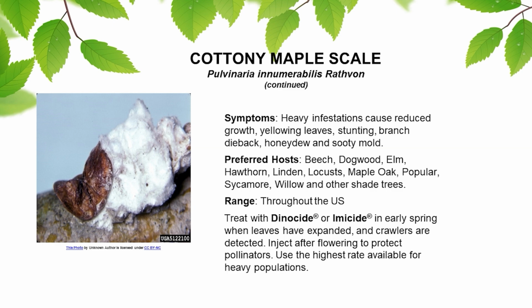Cottony maple scale can be managed by treating with dinotefuran or imidacloprid in early spring when leaves have expanded and crawlers are detected. Inject after flowering to protect pollinators. Use the highest rate available for heavy populations.